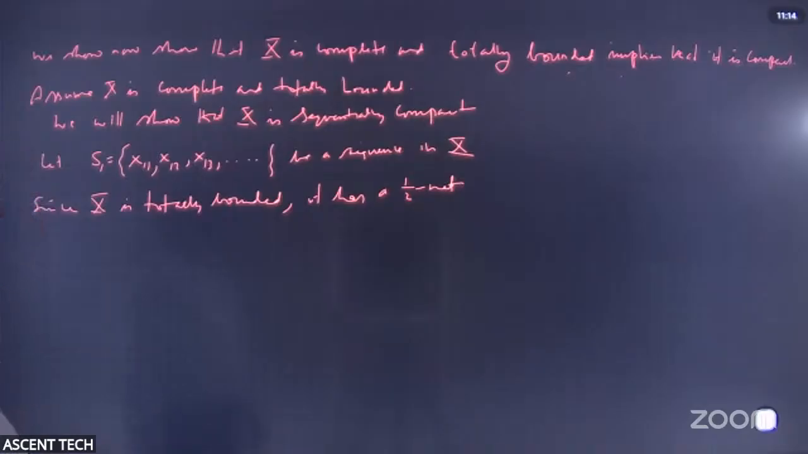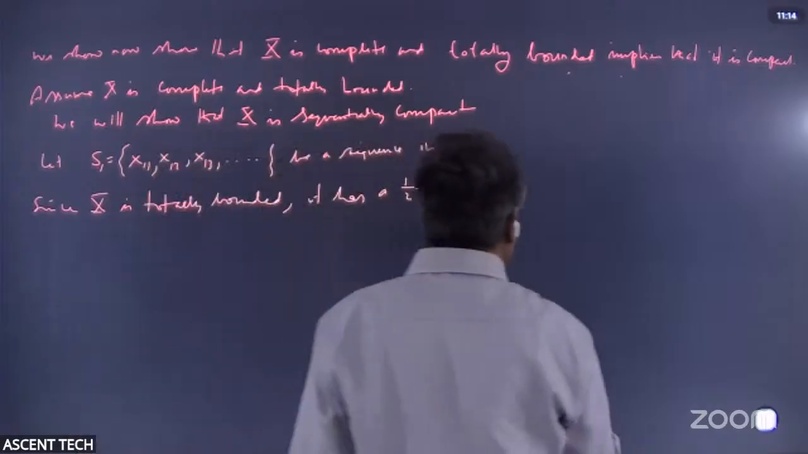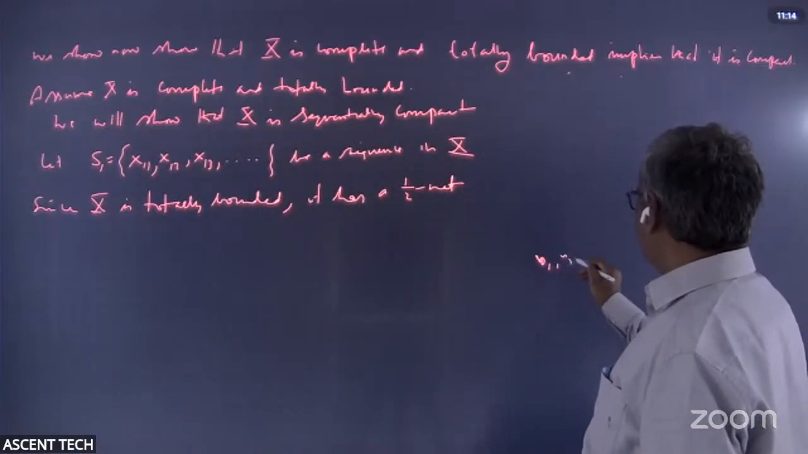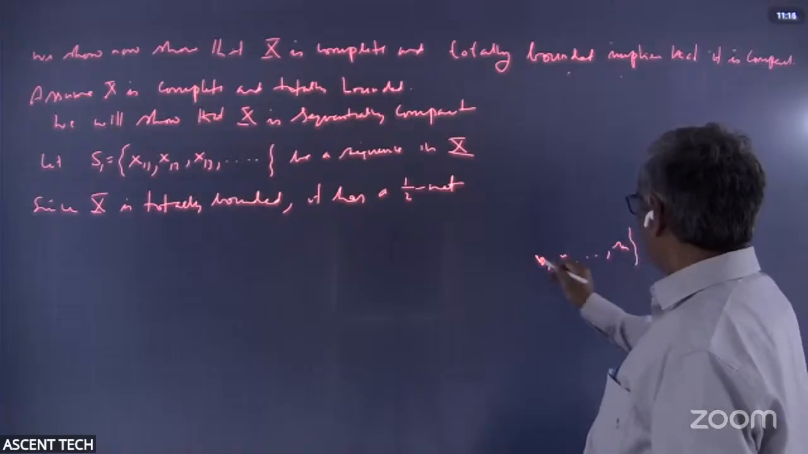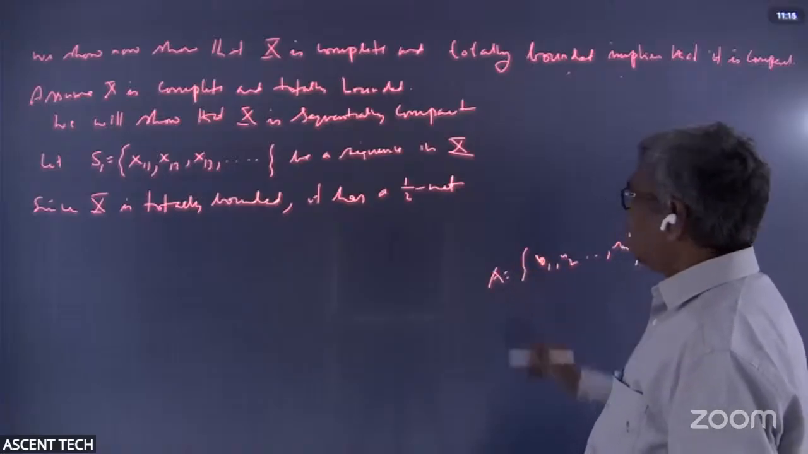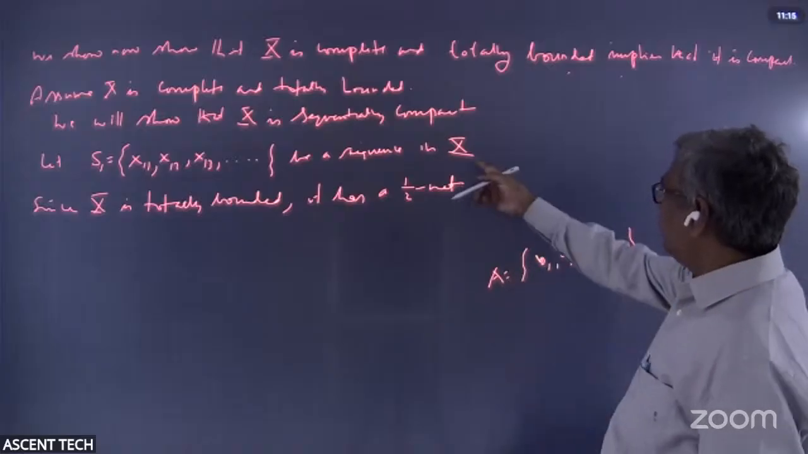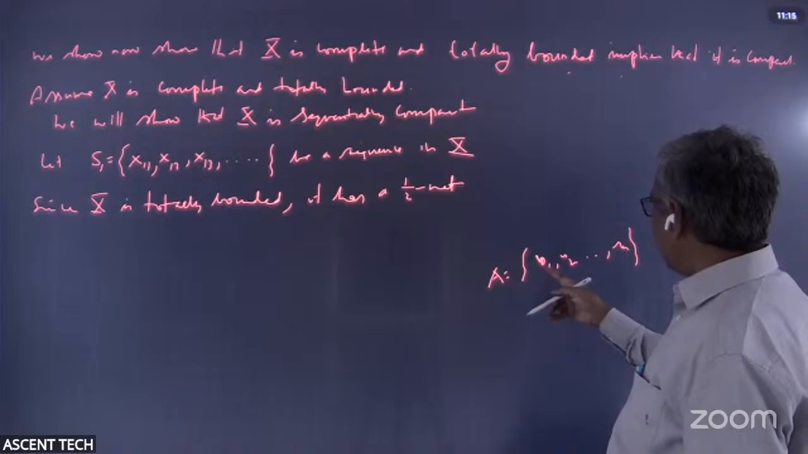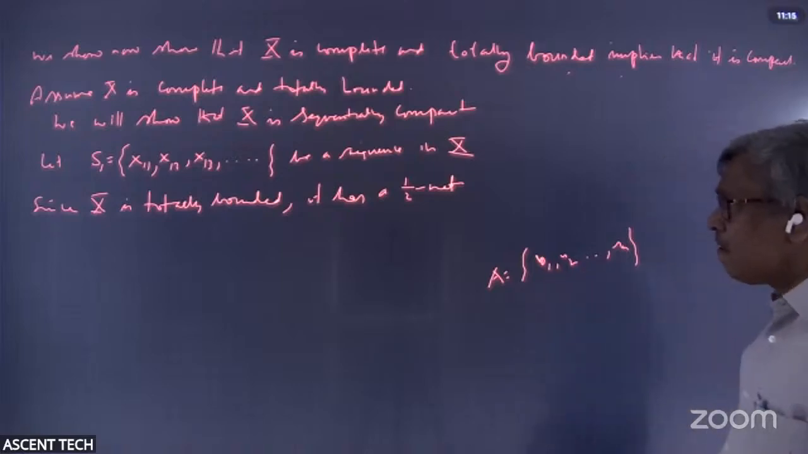Okay, that means what? I have a finite set, maybe some y1, y2, etc., yn. I have a finite set A, so that every member of X is within a 1/2 distance of some member of A. Okay.